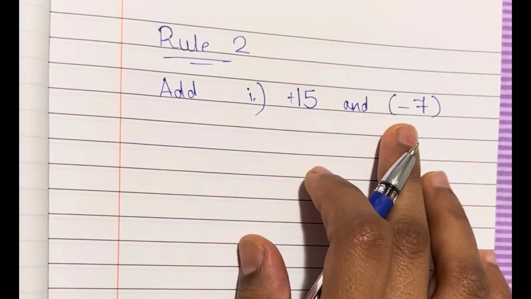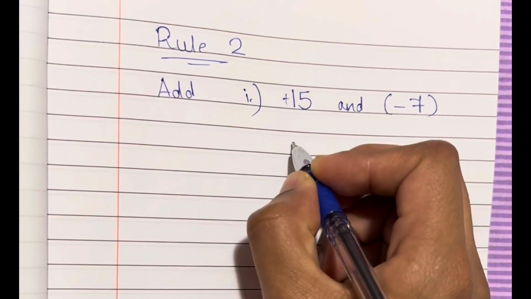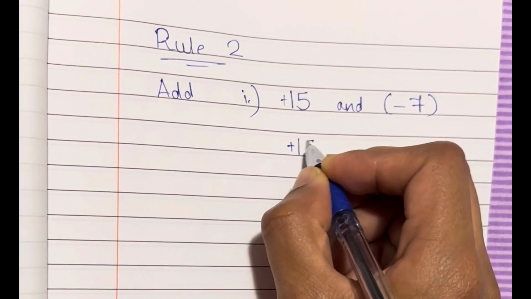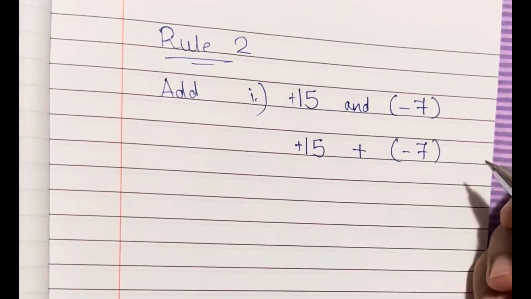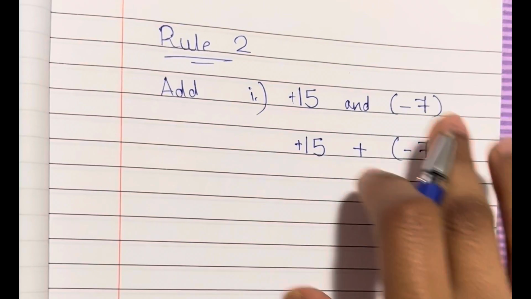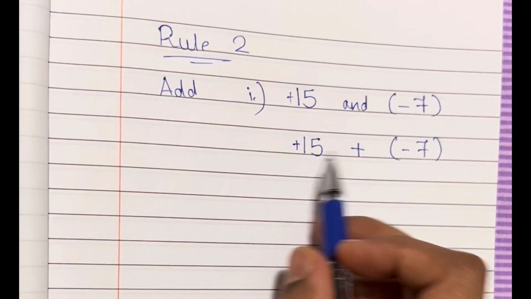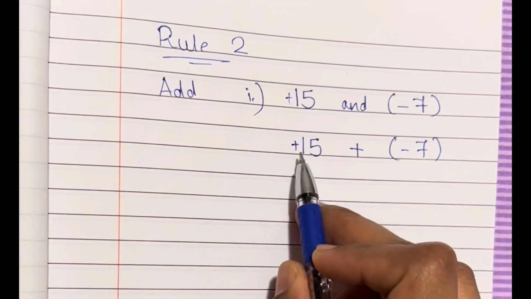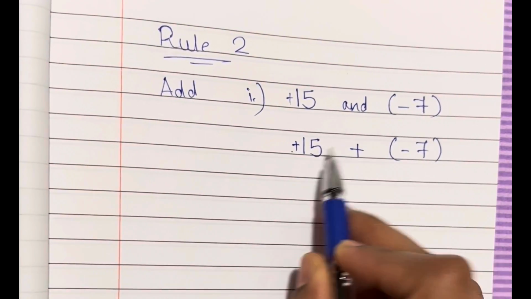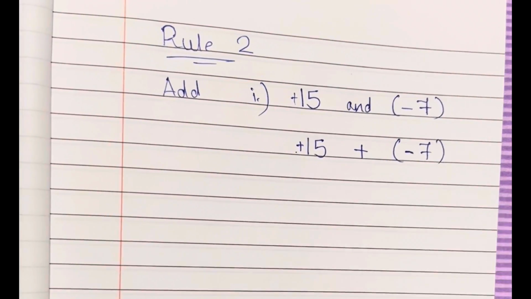Okay, this is rule 2. What do we do? Simply write this: plus 15, and the plus means addition, then minus 7, putting it in brackets. Now we are looking at this and knowing that this is addition of two integers having different signs. What is the rule?